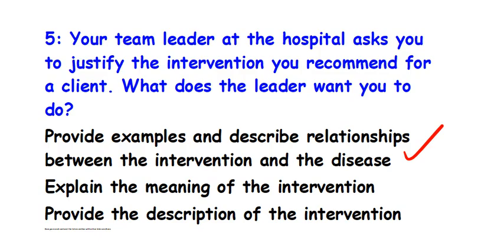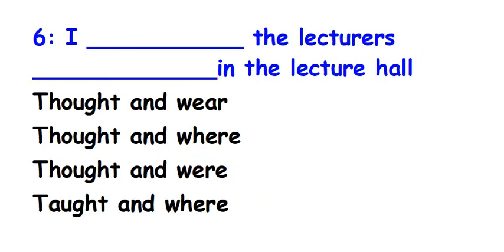Okay, what you should know is that justifying just means explaining why the intervention is appropriate, including how it relates to the disease. Okay, so basically that. So you want to provide the examples and you have to describe the relationship. That's how you are going to justify. That's how you're going to explain why the intervention is appropriate. We come to question number 6.